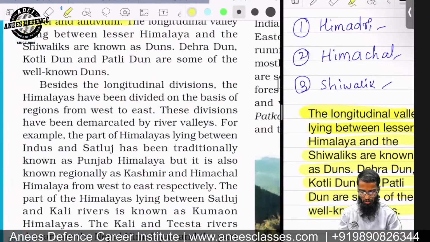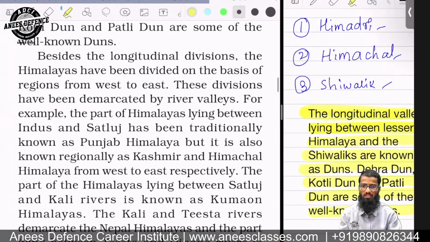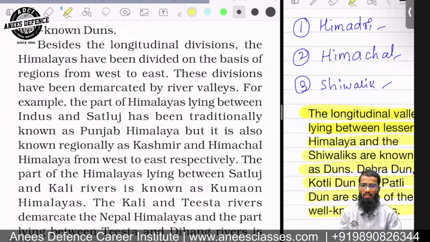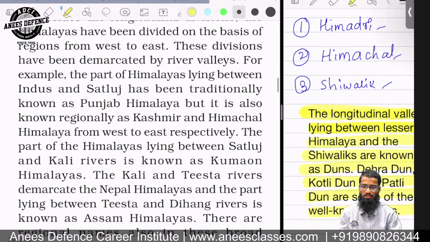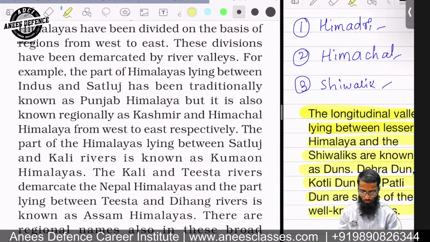So now, besides the longitudinal division, the Himalayas have been divided on the basis of regions from west to east. So we have now studied the longitudinal division. Now the second division is on the basis of region. The divisions have been demarcated by river valleys. For example, the part of Himalayas lying between Indus and Satluj has been traditionally known as Punjab Himalayas. So Punjab Himalayas are between Indus and Satluj.